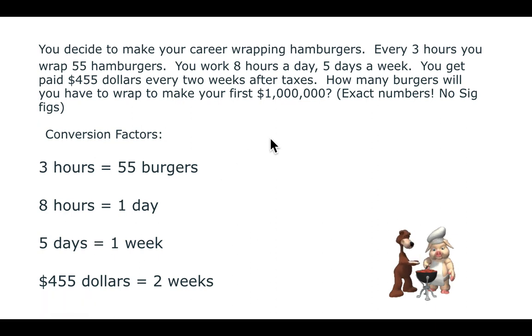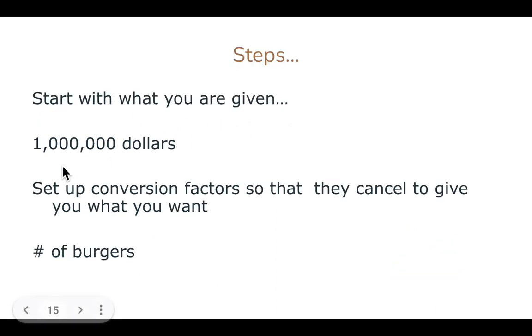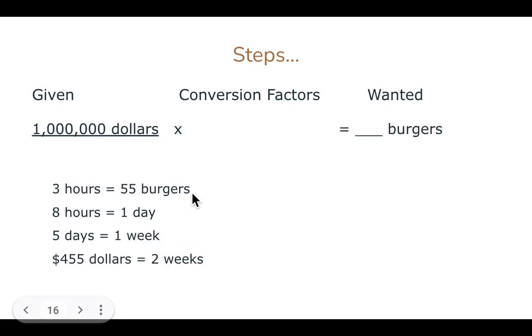All right? Now, what are we starting with? What is the unit that we're trying to convert? Well, we're given $1 million, and we're trying to find how many burgers we have to wrap. So these are our very weird units, but we have lots of conversion factors to help us. So here's our given, $1 million. Here's our wanted, burgers, and here are all our conversion factors. So you might want to pause the video and see if you can set this up.